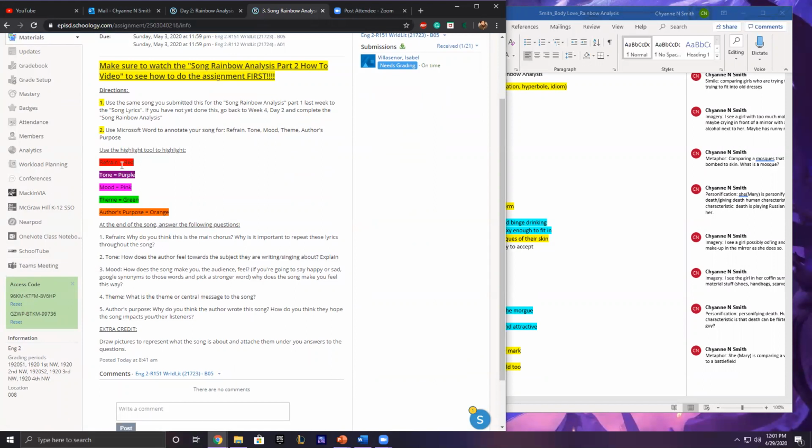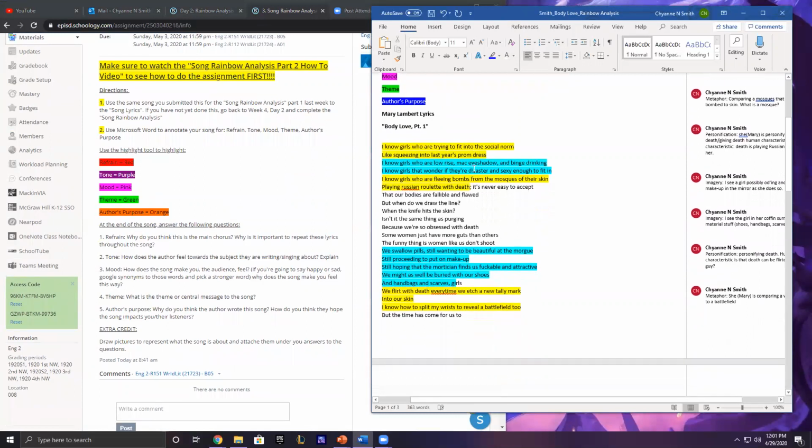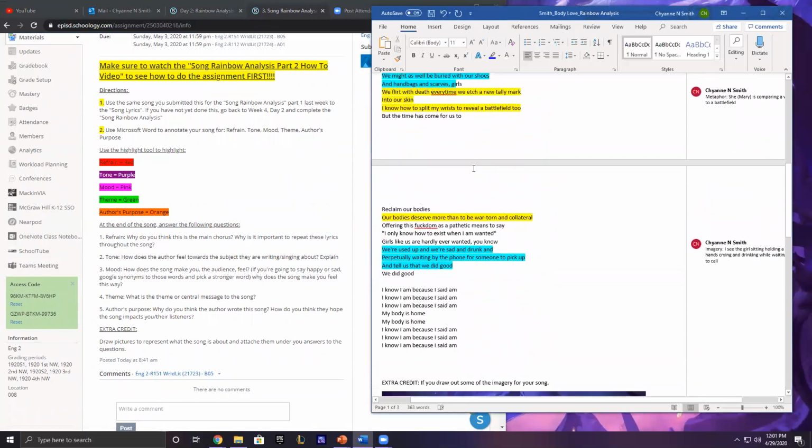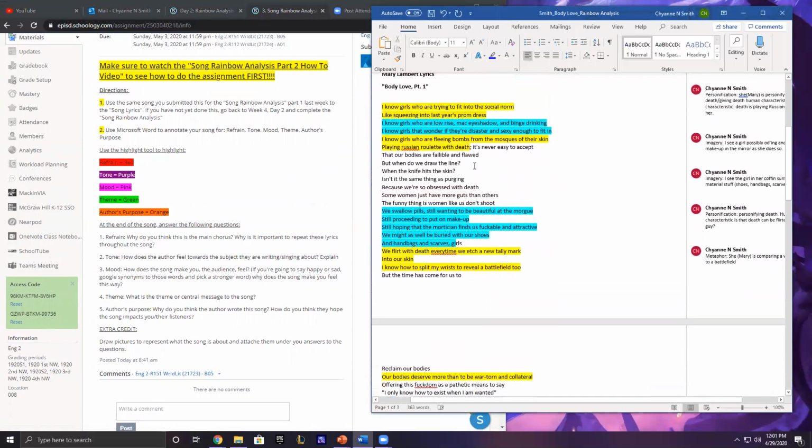If you remember from the lecture, a refrain is a word or phrase that's repeated throughout the song. Since we're looking at music, the refrain you're going to look for is actually the chorus line, so whatever is repeated as the chorus. In the case of my song, it isn't built like other songs. There isn't necessarily a chorus.